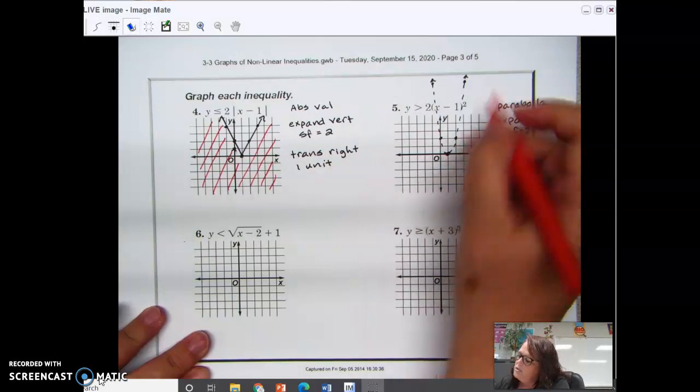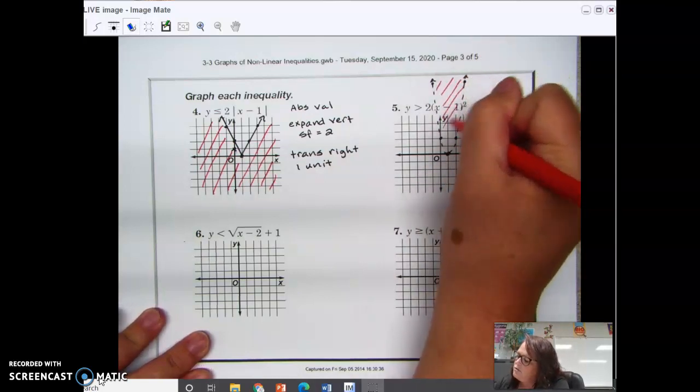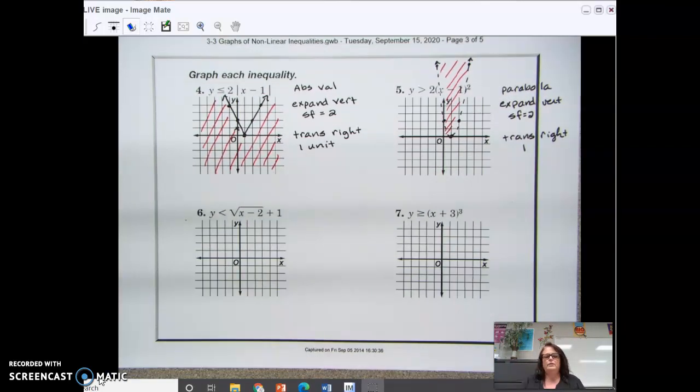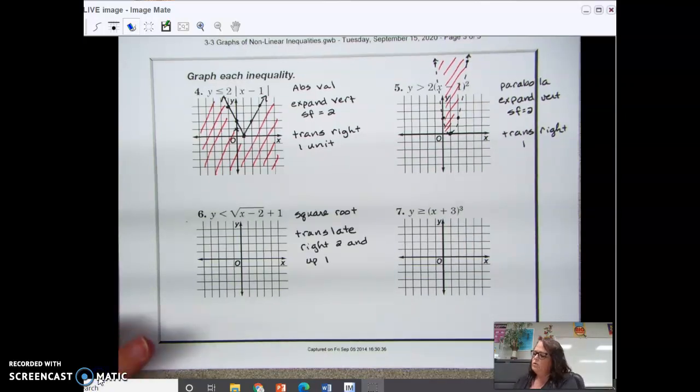This is greater than, so we're going to go above the vertex, which means that we're inside that parabola, above that vertex. So see what you can do with question number 6. Take a moment to pause the video. So I made some notes.